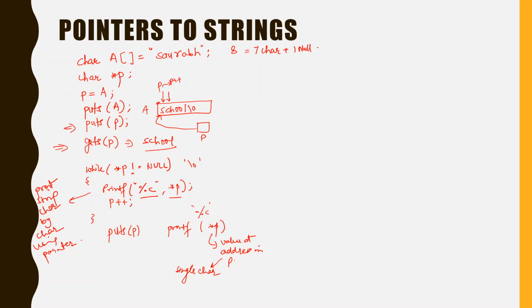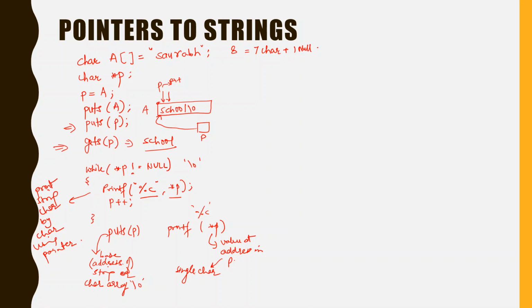But puts has its syntax. It requires the address of the array. The argument of the function is the base address of the string, or character array. And this character array should end with a null character. So a base address is required in puts.